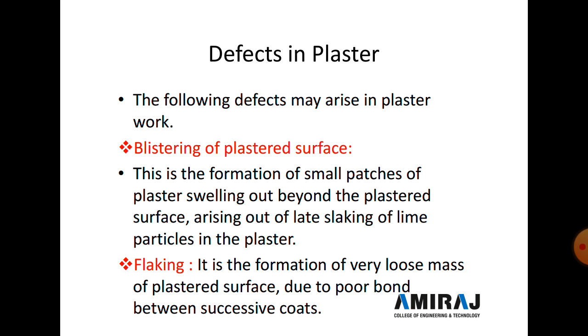And the second type of defect is flaking. It is the formation of very loose mass on the plaster surface due to poor bond between the successive coats. So we have seen flaking. So these are the two defects in plaster work.